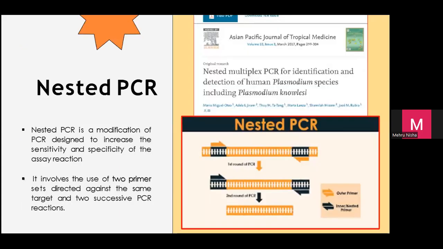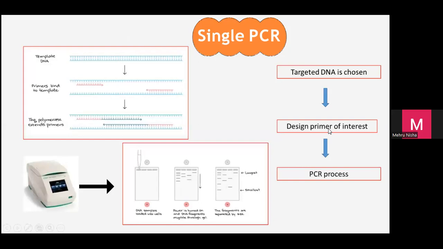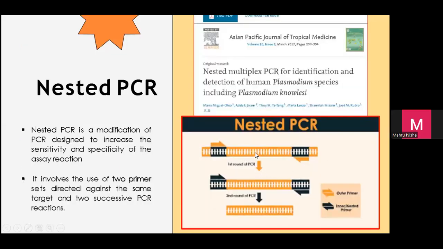Kedua, we have another one called nested PCR. Nested datang dari perkataan sarang kan, nest. Tapi nested di sini bermaksud a modification on single PCR. Yang ni kita guna untuk meningkatkan sensitivity atau specificity of our PCR product. Apa beza dia? Yang ni kita akan guna 2 primer. Kalau students tengok sini just 1 primer, forward reverse. Yang ni kita akan guna 2.